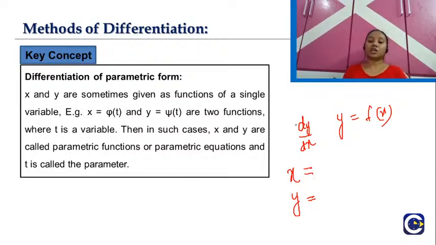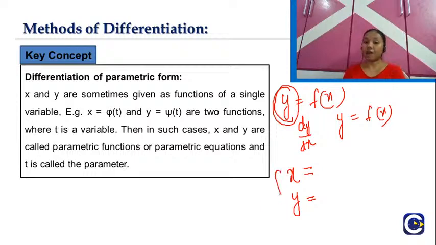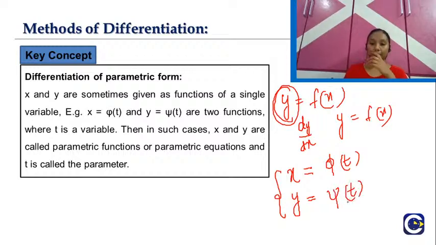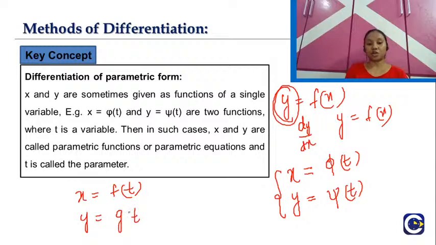So the initial function is y equal to f of x, which means our y function is in terms of x. But here both variables x and y have different functions of a single variable. Let me take a function in terms of a parameter t, let it be phi of t, here psi of t. Or else we can say our x function is f of t and our y function is g of t. These two are our functions in parametric form.